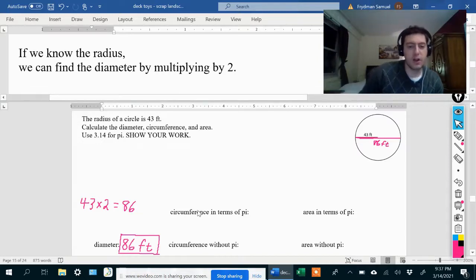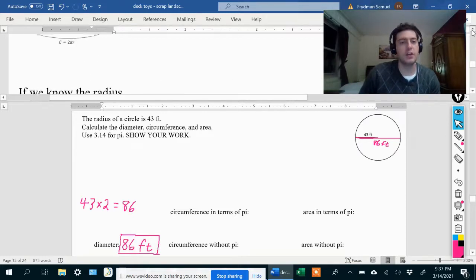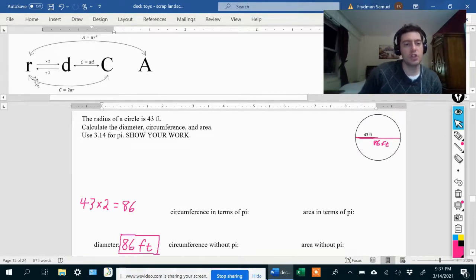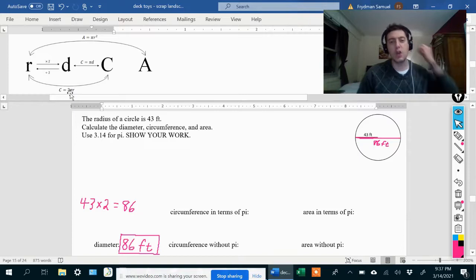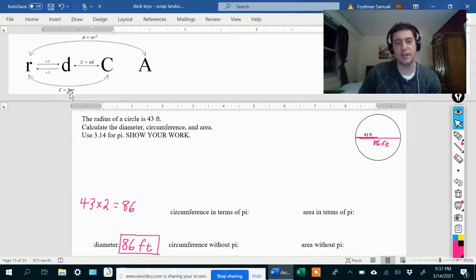Now, let's figure out what the circumference of this circle is. The circumference of a circle is the length all the way around it. Okay, now let's go back to the picture over here. We're starting with the radius and we want to get to the circumference C. So which road can we take? We can take this road down here. And this road says C equals 2 pi r. So that's one of the circle equations which we learned about in a previous video. We derived that in a previous video.